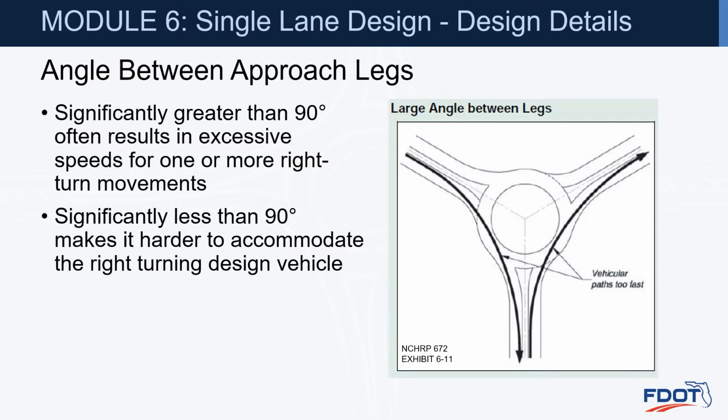If you have significantly greater than 90 degrees, this often results in excessive speeds for one or more right turn movements, as shown in the graphic on the right. Significantly less than 90 degrees makes it really hard to accommodate the right turning design vehicle.